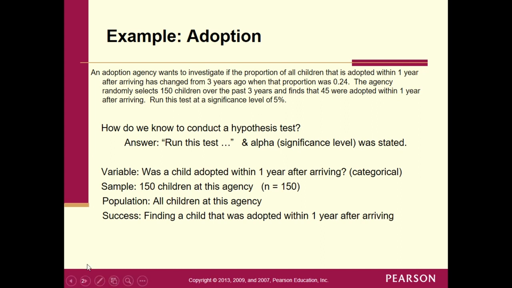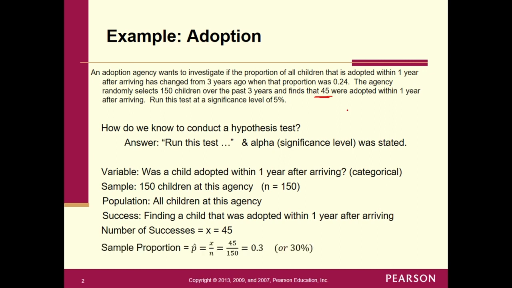Okay, let me get my pen out. So how many successes did we have? We had, looks like, 45. So what can we calculate then? P hat, the sample proportion, the proportion within our sample of children that were adopted within 1 year after arriving at the agency, right? And you put that in your calculator, okay? Turns into 0.3 or 30%.